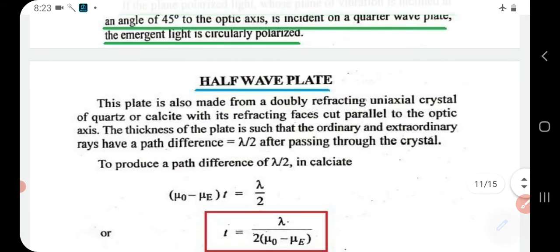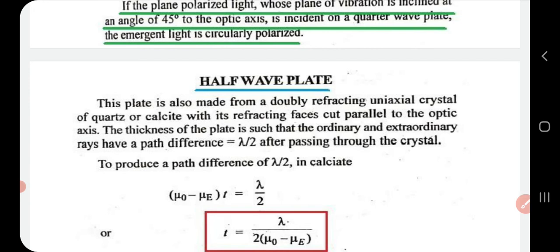Now a similar definition, the sentences and all are the same, with just a few differences. Now the half wave plate. This plate is also made from a doubly refracting uniaxial crystal, and its faces, as said before, are cut parallel to the optic axis. The thickness of the plate is such that the ordinary and extraordinary rays make a path difference of lambda by 2, because it is a half wave plate, after passing through the crystal. In the case of the quarter wave plate, it is lambda by 4. That is the only difference.